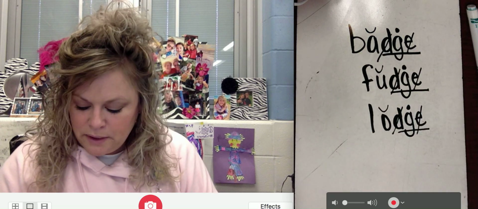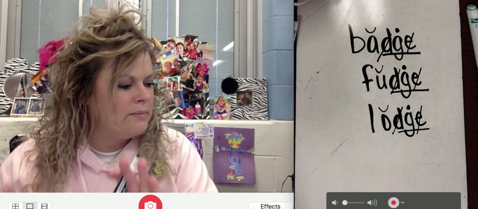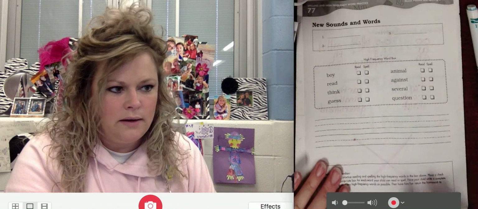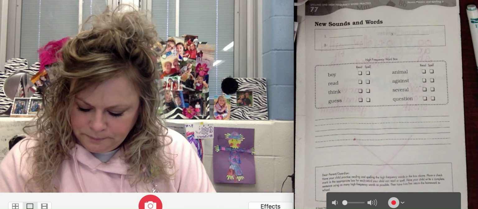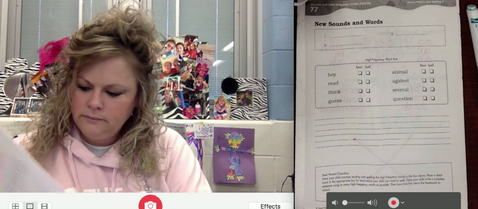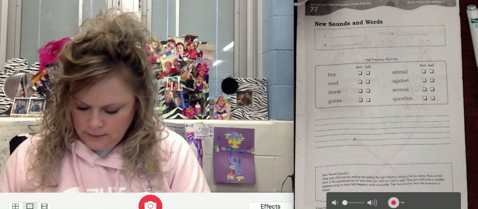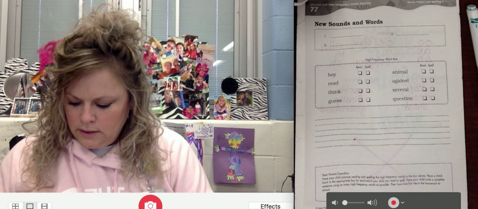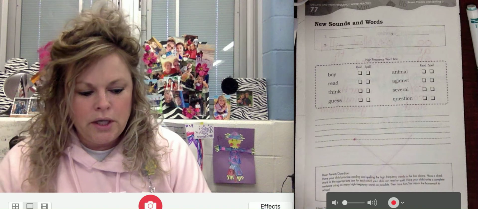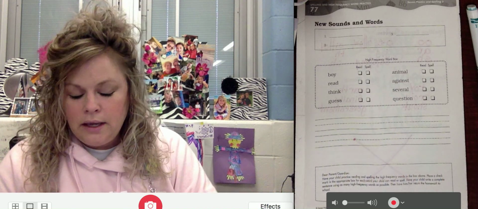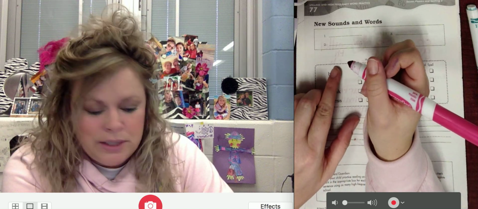All right, today we're going to do something a little different. Let me wait on that. Let me show you. Let's go back to our page we were working on. Go ahead and find that page again. Now, new sounds and words. We're going to go right to our new sound inside of a word. Here is the first one, edge.